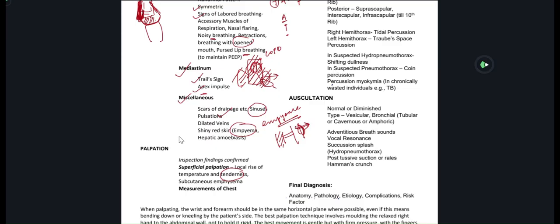Okay, so the next thing which we see here are the measurements of the chest. So previously in inspection, we just had an overlook. We overviewed the chest for any breach in the symmetry or any deformities. But now we're going to measure them properly. So what are the measurements that we take?